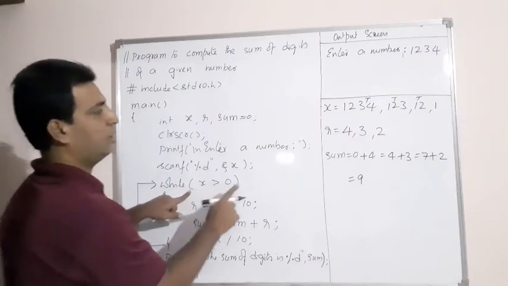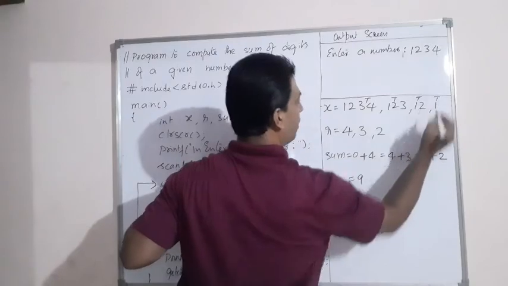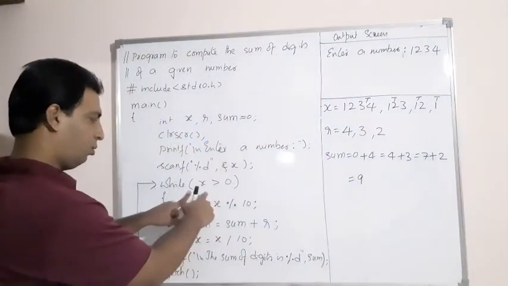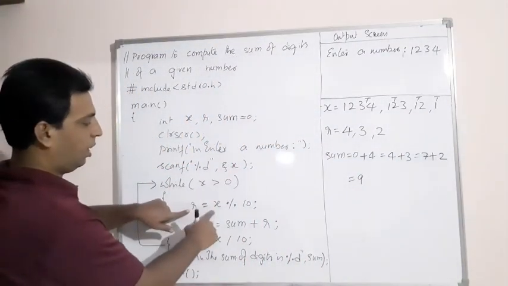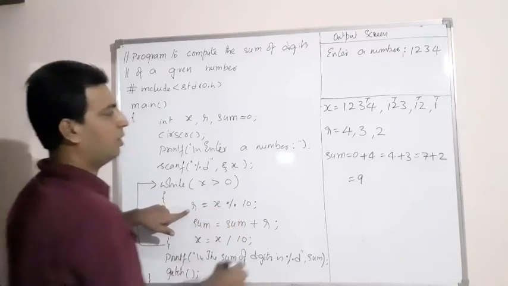Is x greater than 0? What is x value now? 1. 1 greater than 0, true. Because 1 is greater than 0, it will enter the block. Then r is equal to x percentage 10. What is r value now?